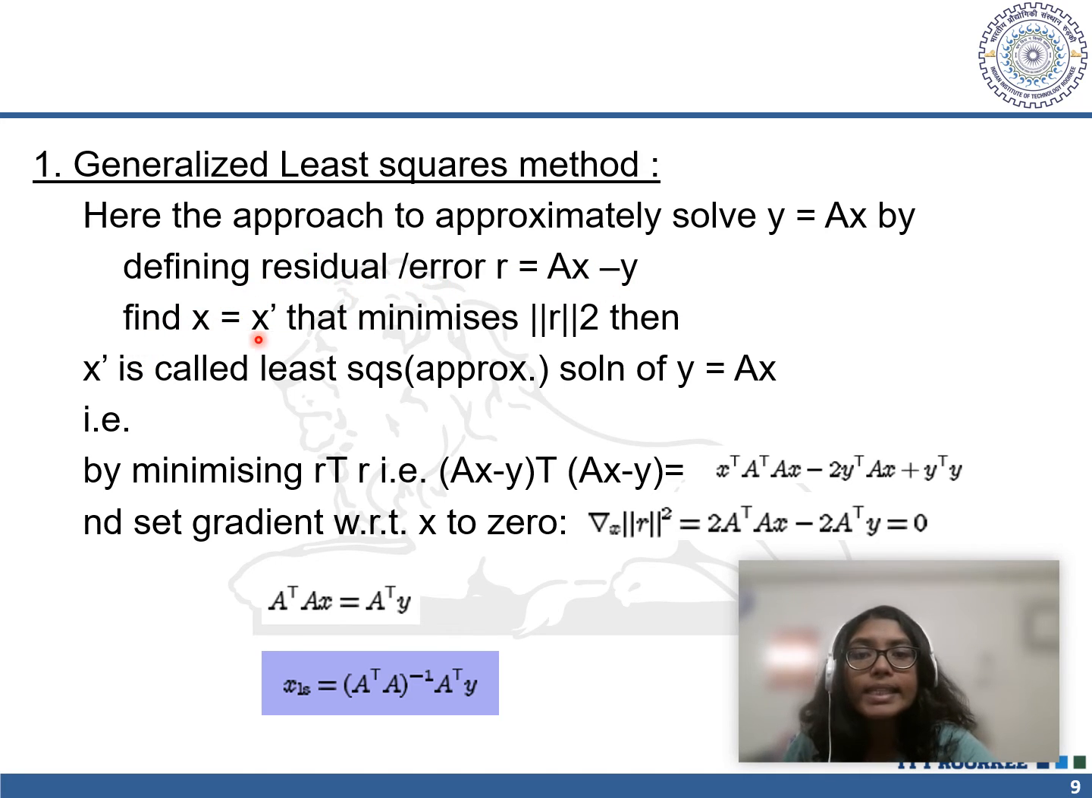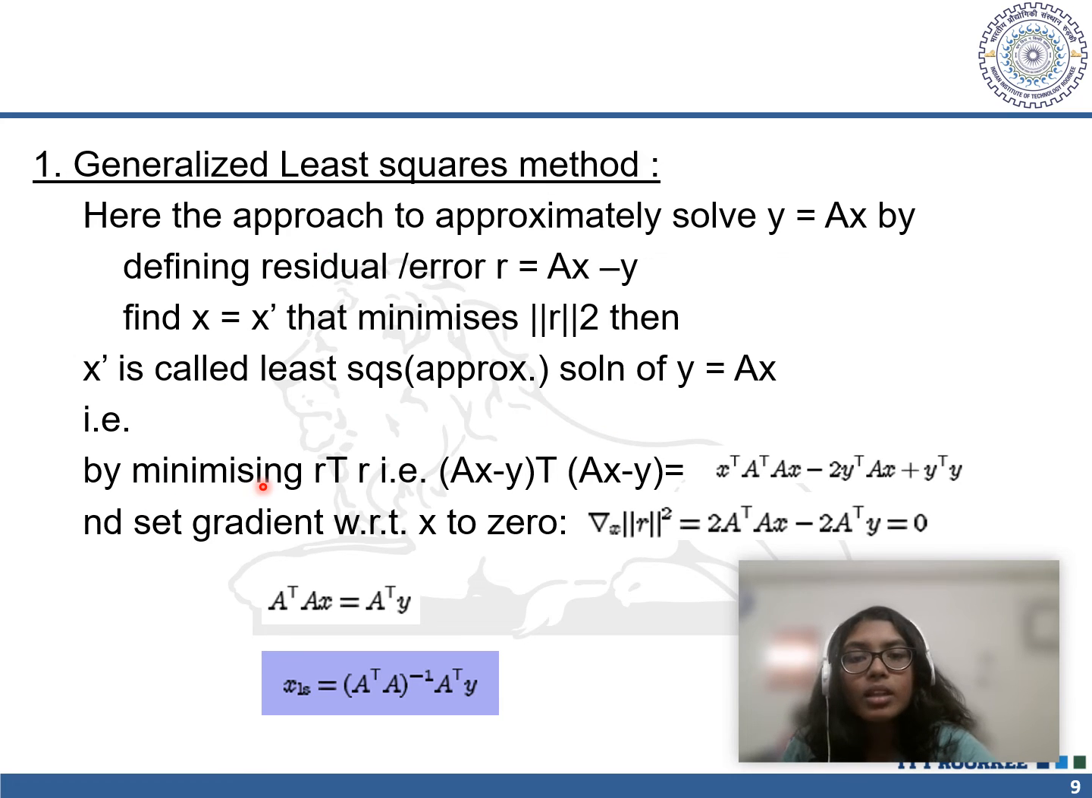So find x = x' that minimizes r squared. Generally, minimizing r and minimizing r squared are almost the same. x' is called the least squares solution of y = Ax. You need to find x' such that the norm of Ax - y, whole squared, is minimized. That x' is said to be the least squares solution.